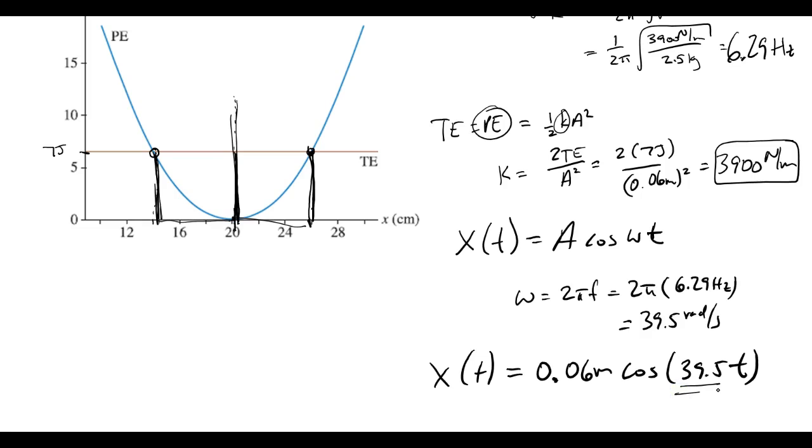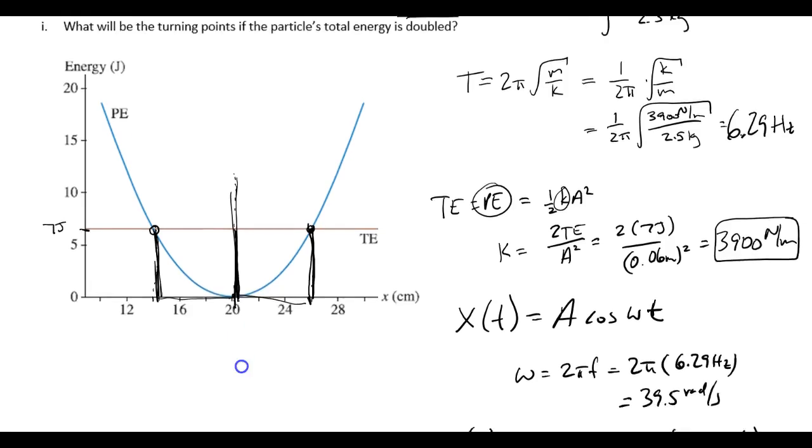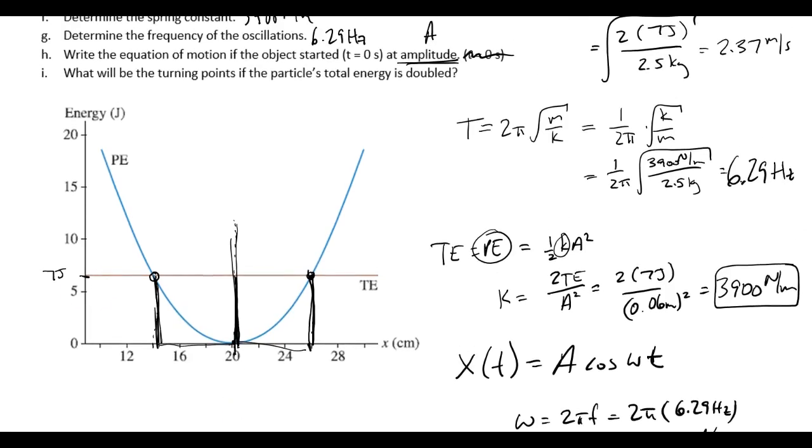And then, what will be the turning points if the particle's total energy is doubled? So if I go from 7 to 14, the total energy is doubled. So now I go to 14 joules of energy. So my turning points would be there and there. If I drew this a little better, it looks like it's going to be over 28, so it could be 29-ish, and then this looks like it's going to be a little less than 12. So those would be my turning points.